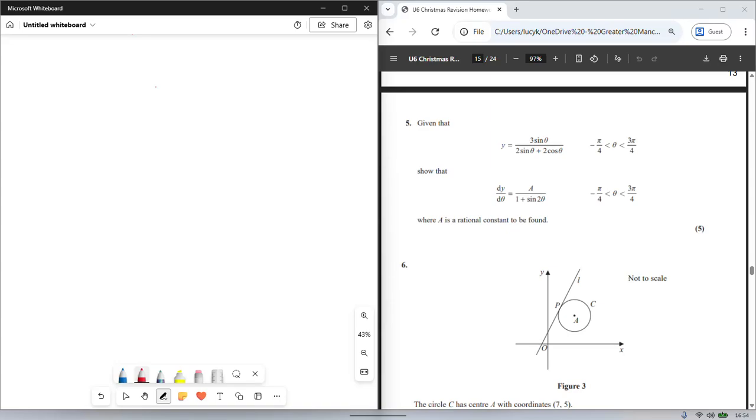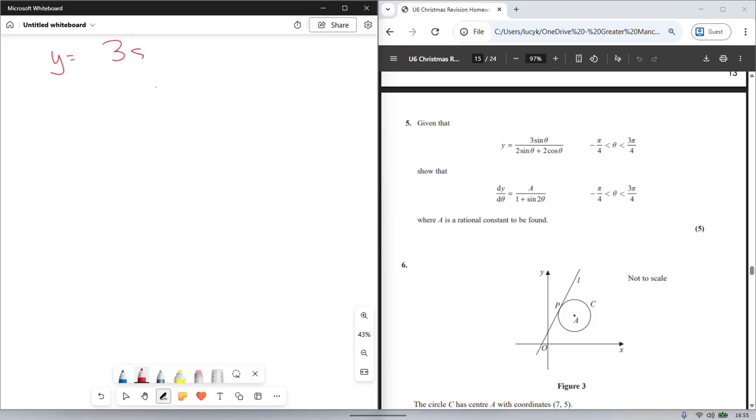Okay, so now I'm going to go through question 5 of that June 18 paper. It says, given that y equals 3 sine theta over 2 sine theta plus 2 cos theta, show that dy by d theta is equal to a over 1 plus sine 2 theta, where we need to find what a is. So firstly, we are going to need to differentiate that, and we are going to have to use the quotient rule to do that.